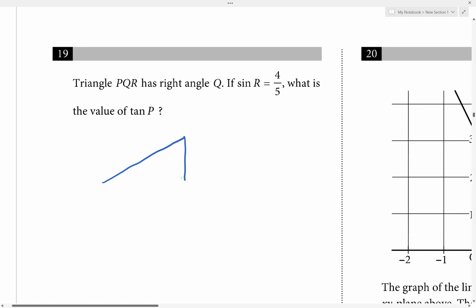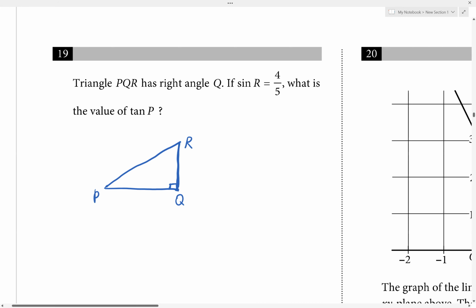Okay, draw a right triangle. It doesn't have to be perfect, and it doesn't have to be drawn to scale or anything. Let me redraw this a little bit. We can just draw a quick sketch to help us visualize what's going on. Let's say this is triangle PQR, and the right angle has to be Q. So Q has to be right there at the 90-degree angle.